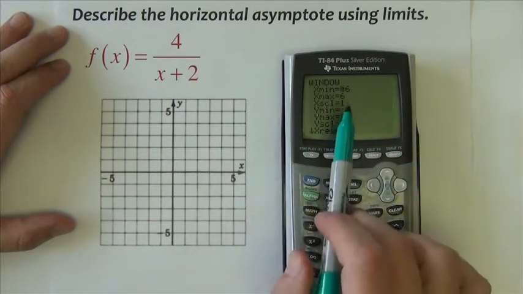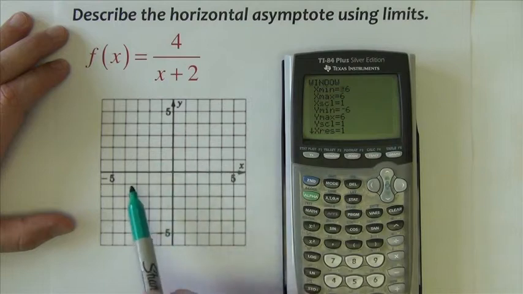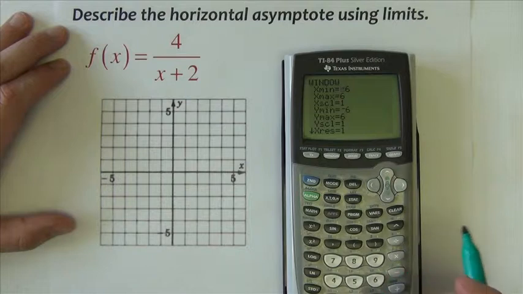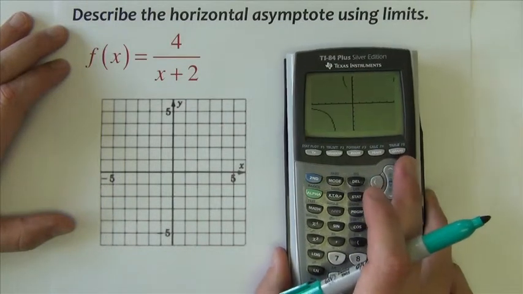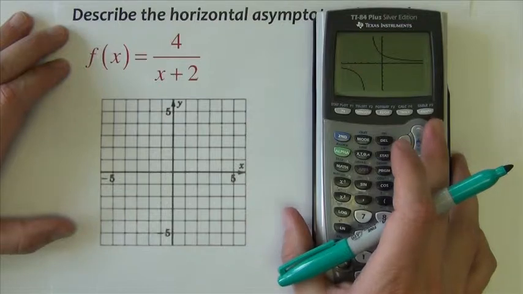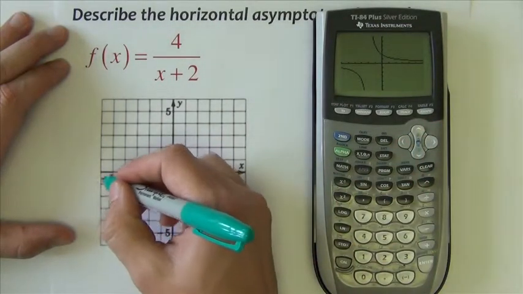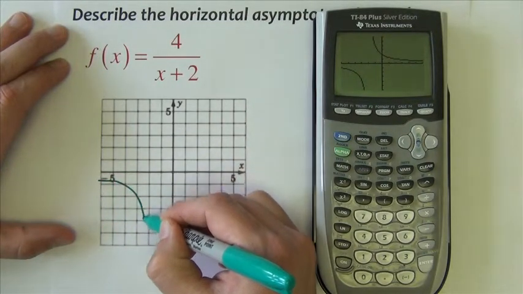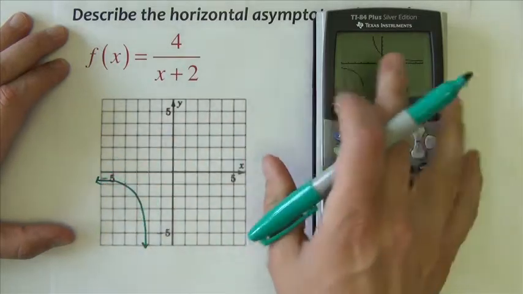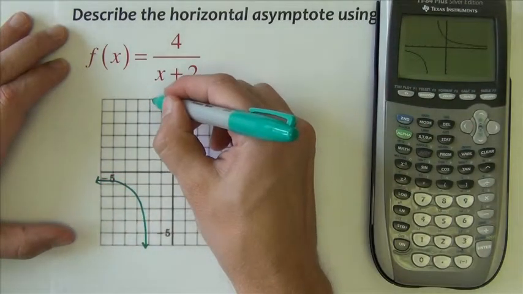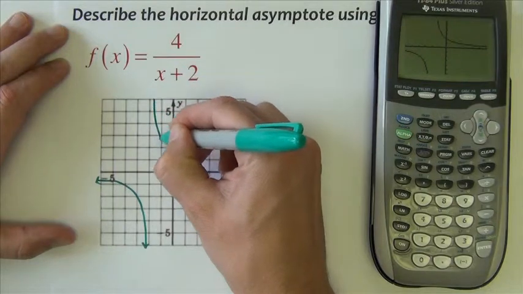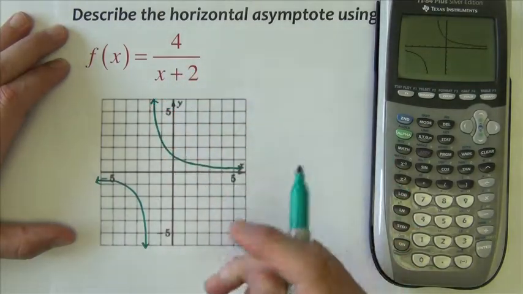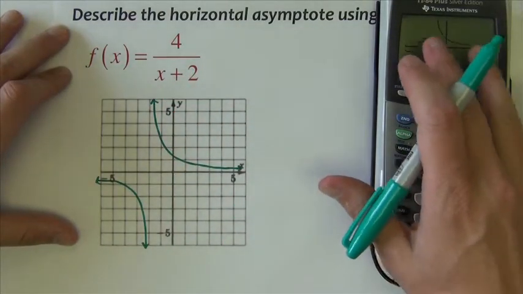Now I went ahead and changed my window. Look at my x and y min and max. I changed it to be -6 to 6 in both directions because that's what my grid on my notes shows. And if I graph that, we get a graph that looks about like this. Let me try and recreate that here. Okay, so our graph looks about like that, coming here.